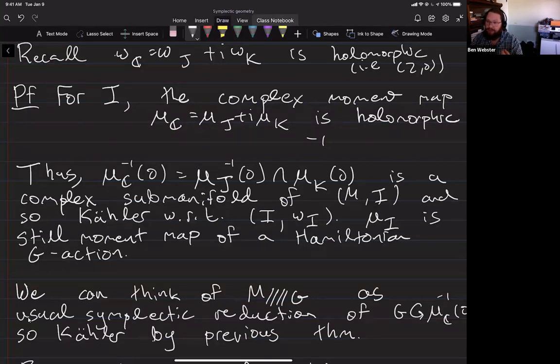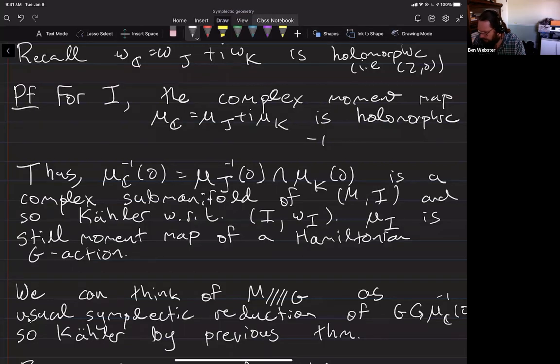Something we saw before when we talked about complex geometry is that if you're a complex submanifold, then you're automatically symplectic with respect to any compatible symplectic form. And using the stuff about Kähler potentials, we saw even better that you're actually a Kähler manifold.